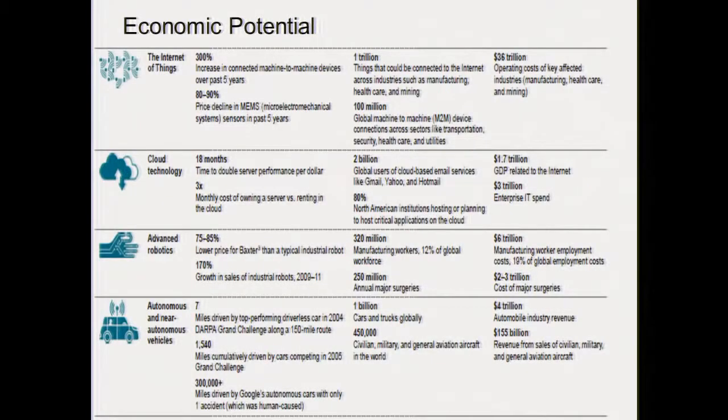Now the economic potential. Again, hype factor or whatever, but the potential for the Internet of Things is $36 trillion, almost like the budget of the United States. Cloud technology is $1.7 trillion to $3 trillion. Interestingly, everybody talks about the cloud, the greatest thing since a bottle of beer, but the Internet of Things is 20 times as big. Advanced robotics is $6 trillion, already more than the cloud. So the point is that if you want to become a zillionaire, that is the field: the interaction between the physical world and the computing world. Autonomous and near-autonomous vehicles, $4 trillion, so tons of money.